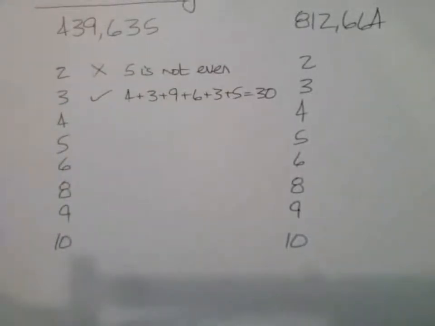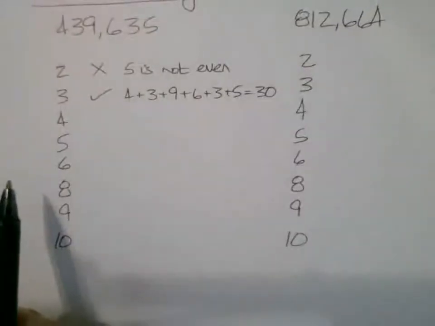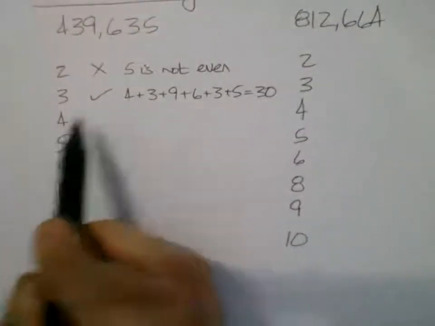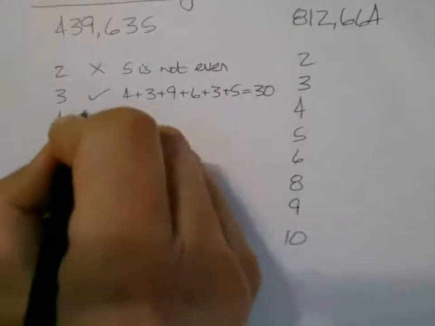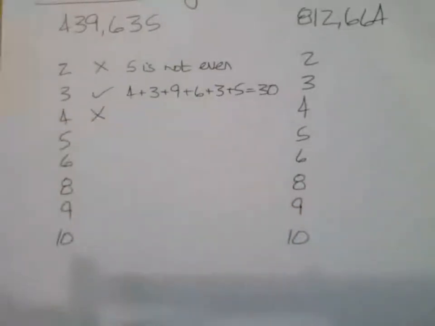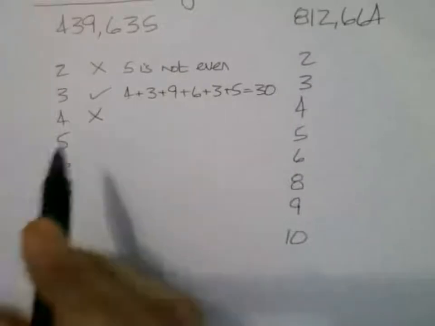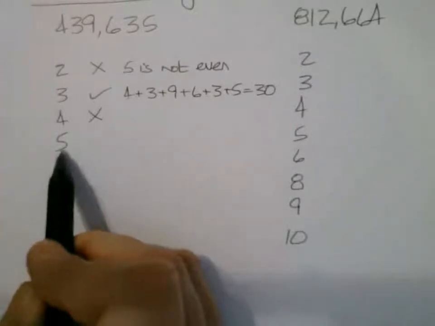Is it divisible by 4? Well, in order to be divisible by 4, a number has to be even, and it's not. So I don't have to think much more than that. If it's not even, 4 is not going to work either.